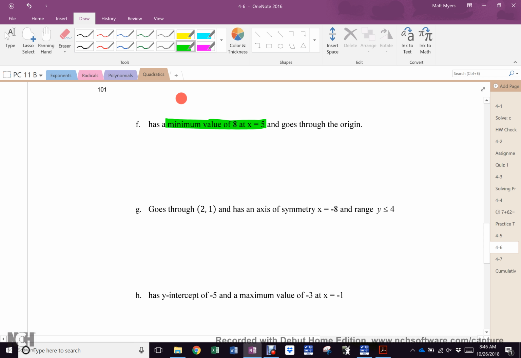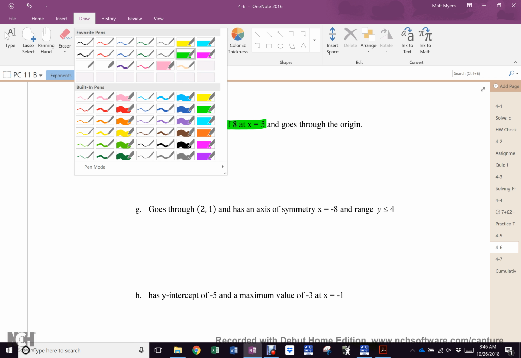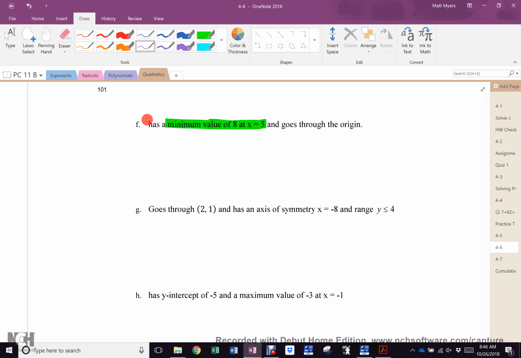What is it? Oh, crap. The vertex is 5, 8. It's a minimum value. What does that mean? It is this kind of parabola, right?